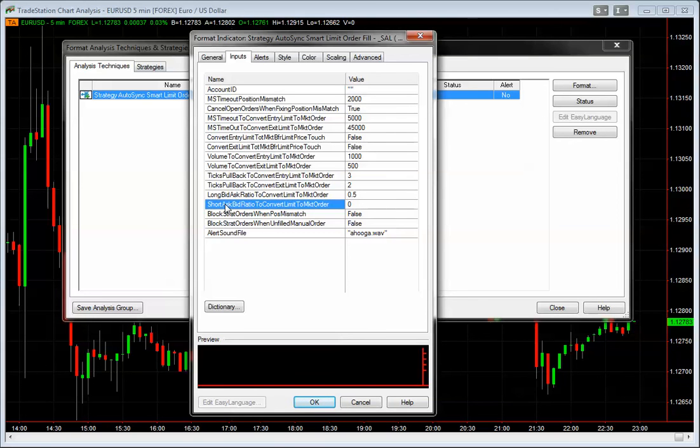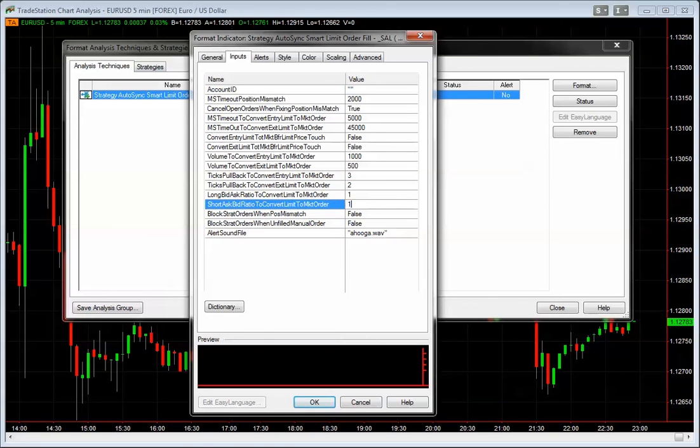Likewise, for the short side or the sell side, if the ask to bid ratio exceeds the value you put in here, and let's call it 1 here, then that would force the limit order to be converted to a market order. Again, if these are left as 0, it disables this. If numbers are specified that are non-zero, it enables it.